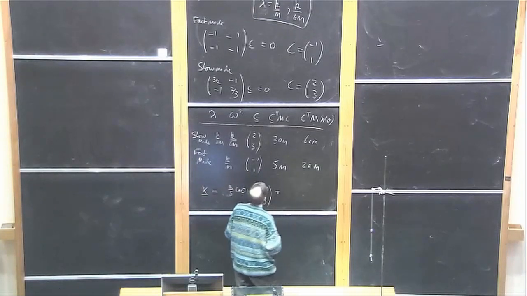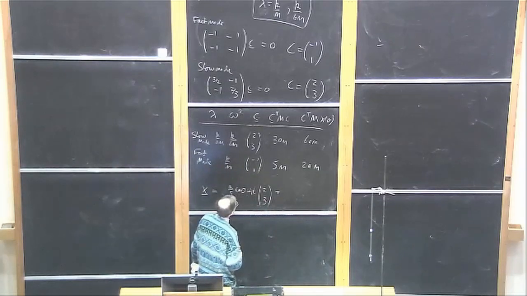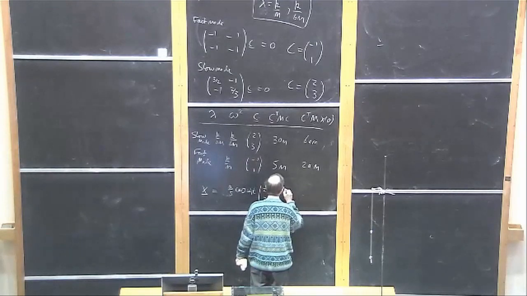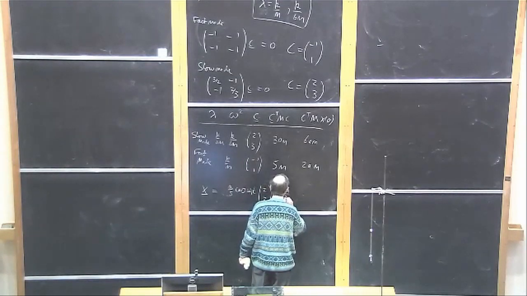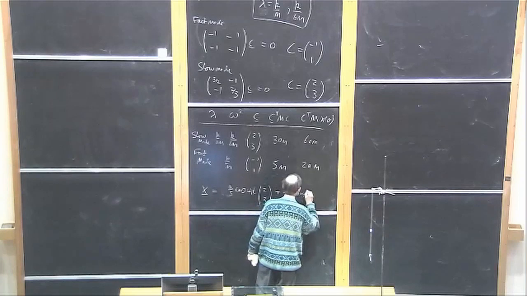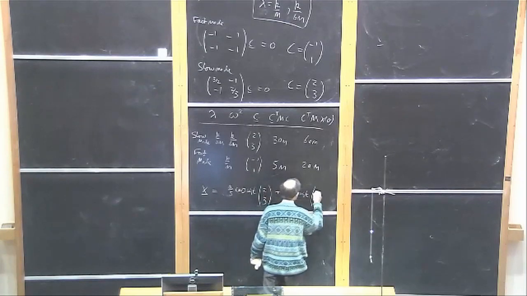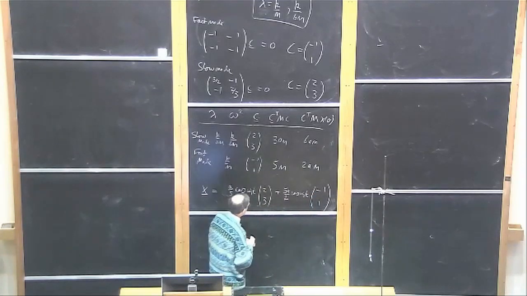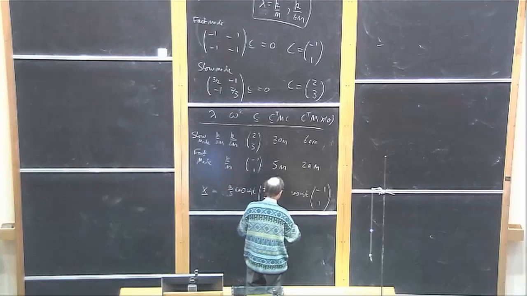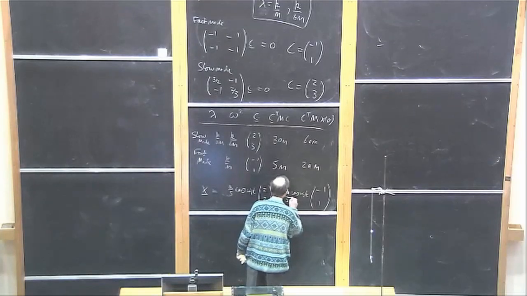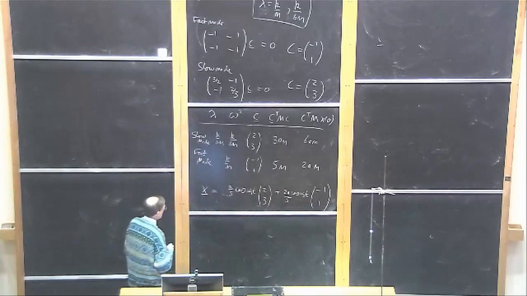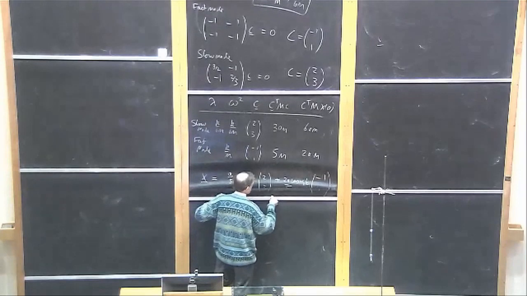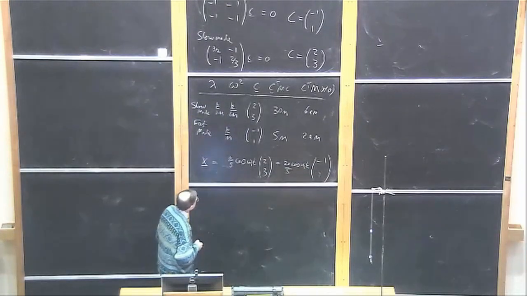Plus, and for the fast mode, it's that divided by that, which is 5a over 2 cos omega 2t times minus 1, 1. Sorry, I did that upside down. That should have been 2/5, 2a over 5.